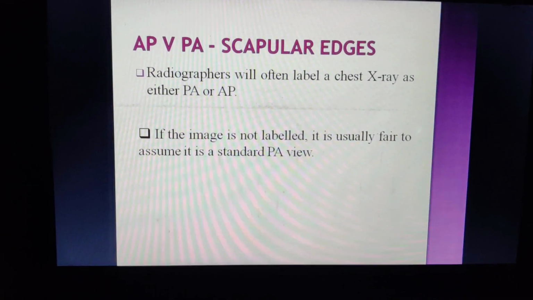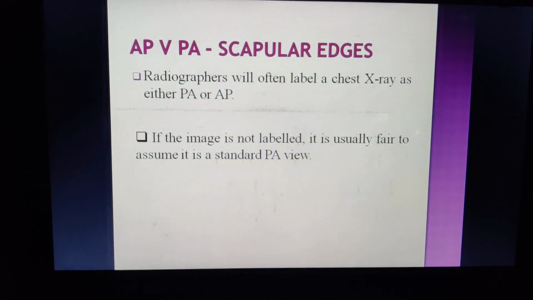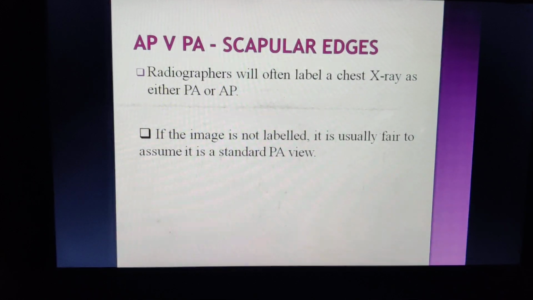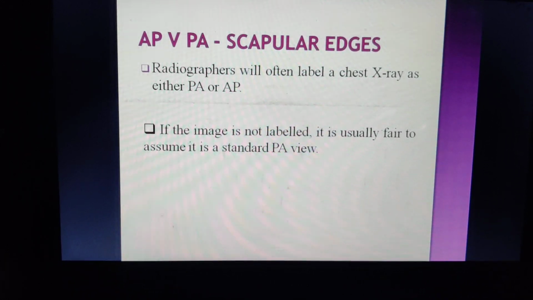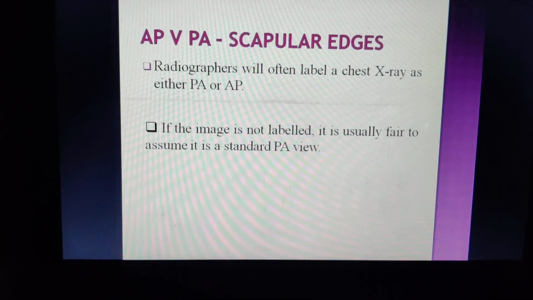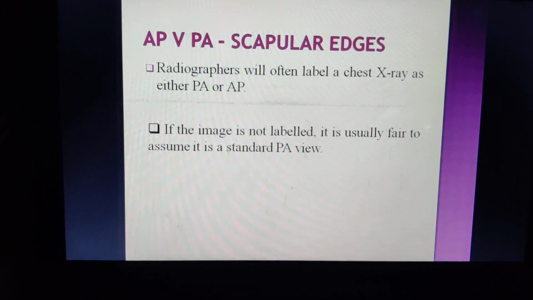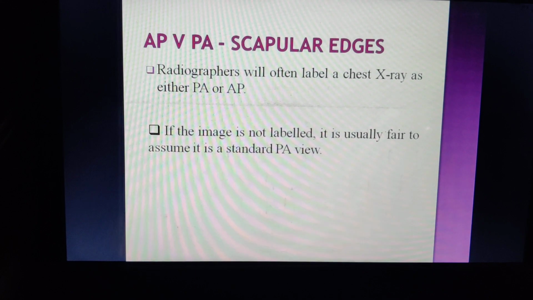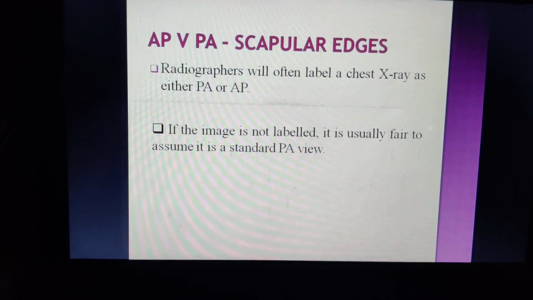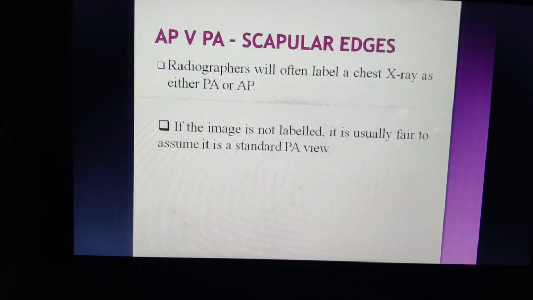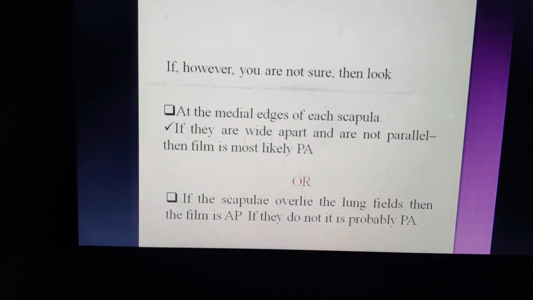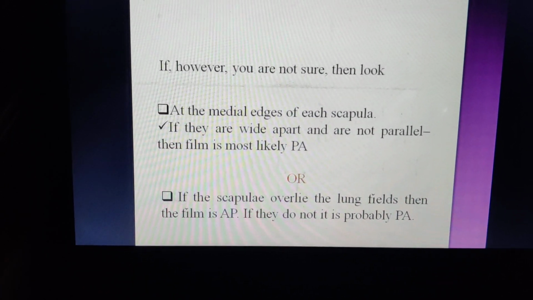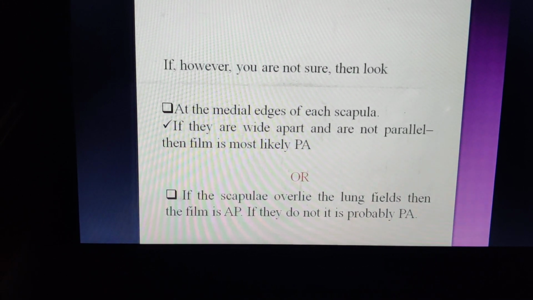On the basis of scapular edges, we can differentiate the AP view from the PA view. As we see, radiographers often label a chest X-ray as either PA or AP view. If the image is not labeled, it is usually fair to assume it is the standard PA view. If we are not sure, then we have to look for the medial edges of the scapula.